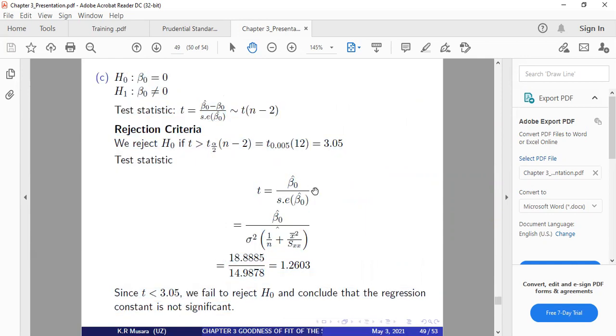And if you're going to follow this, I'm saying t equals beta naught hat minus beta naught divided by the standard error of what? Of beta naught, which follows what? A t distribution with n minus what? 2 degrees of freedom. So what's the rejection criteria? We reject H naught. It should be, I'm sure I should be corrected, it should be the absolute value of t. So you have to correct that.